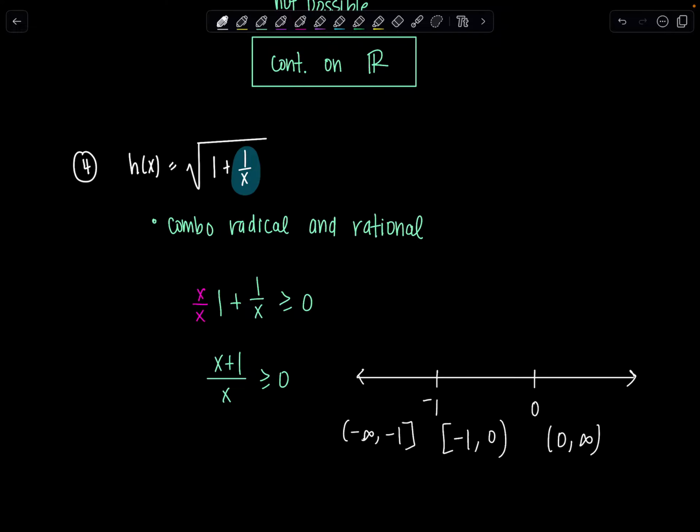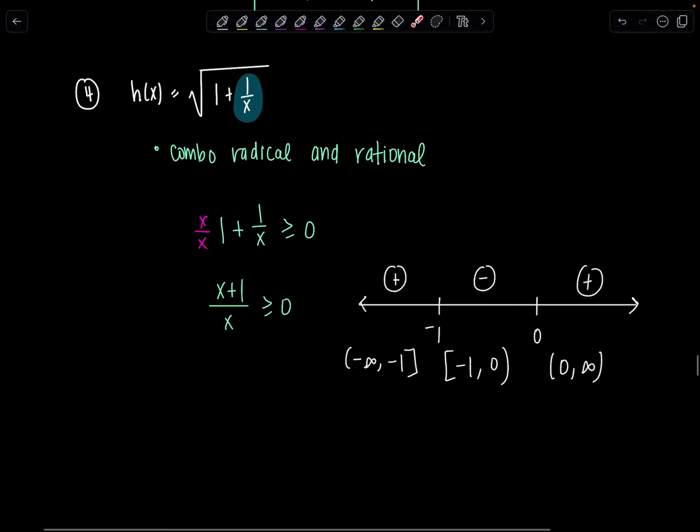Okay, then just test a value in each. You could use negative 2, negative 0.5, 1. I tested them already. Positive, negative, positive. Which one works? The ones where it's positive, because we want this expression greater than or equal to 0. So the function is continuous on its domain, which is from negative infinity to negative 1, union 0 to infinity.